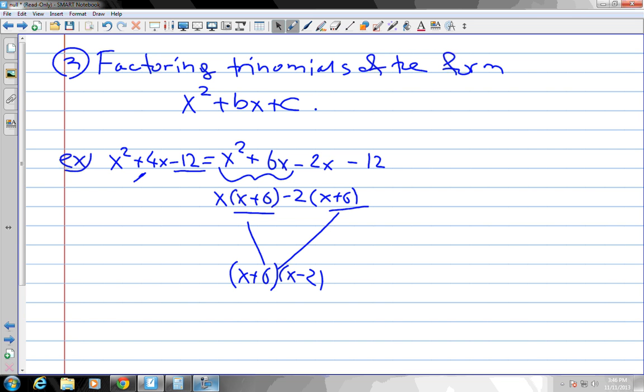So in the case when there is no coefficient in front of x squared, if you're able to find two numbers that multiply to the constant and add to the one in the middle, then you're done. There's nothing else to do. Okay?